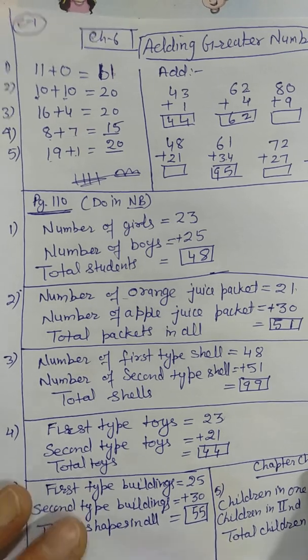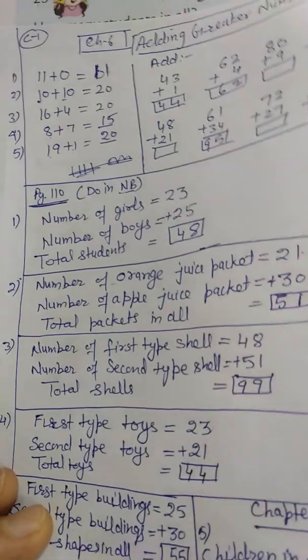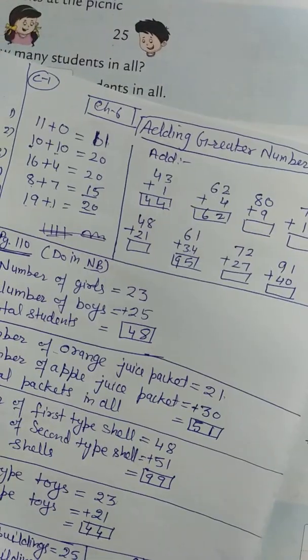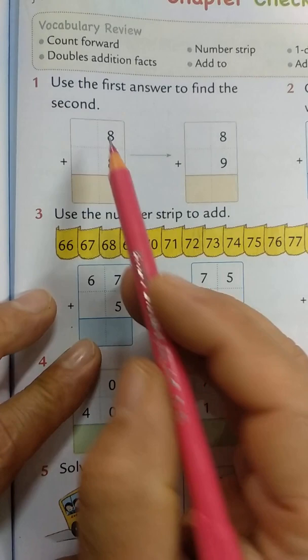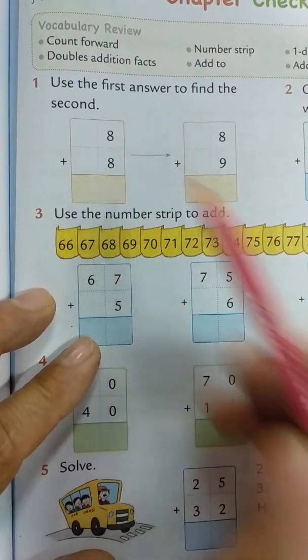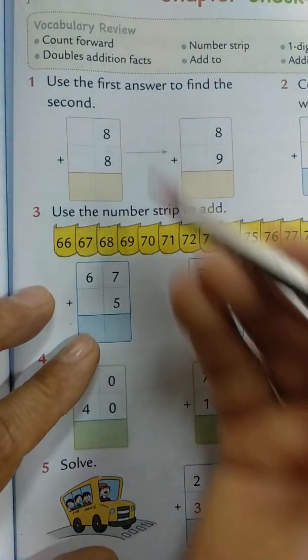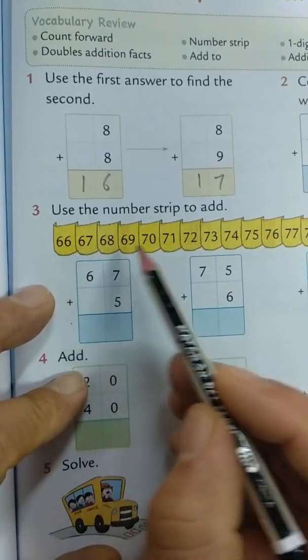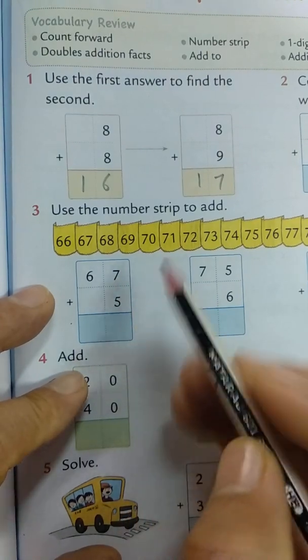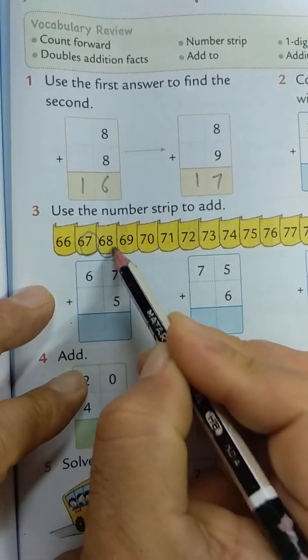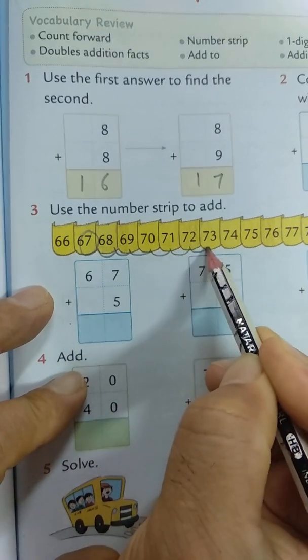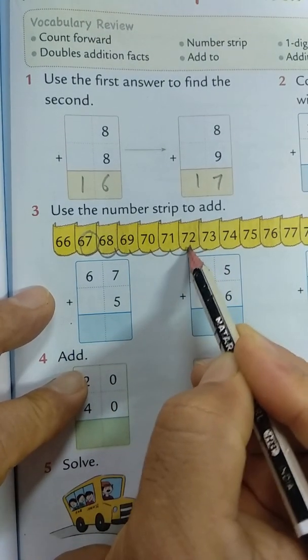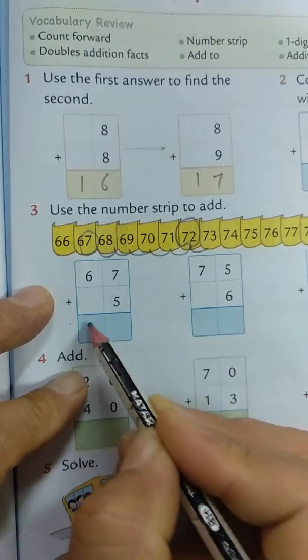Now we will start the last part, the chapter checkup of this chapter. In this chapter checkup, the first question is to use the first number to add. 8 plus 8 is 16 and 8 plus 9 is 17. Here this is the same as we have discussed already. 67 plus 5: you can circle 67 and go 5 steps forward, 1 2 3 4 5, so you reach 72. So the answer is 72.